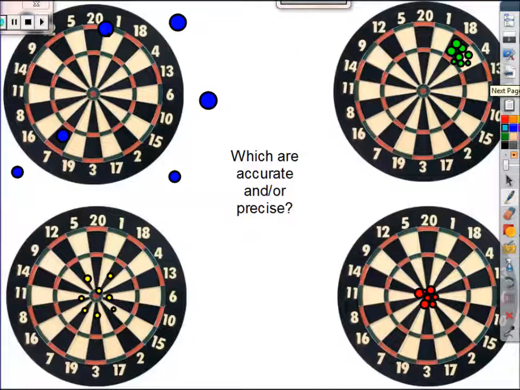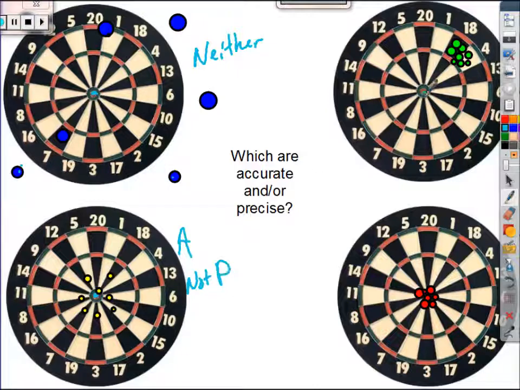A lot of times we use a target to get the idea of what accuracy and precision mean. If I look at this first target, the bullseye is what I'm trying to shoot for. If somebody shoots at the bullseye and hits where these blue dots are, is this accurate or precise? The answer is neither. The shots are scattered all around and not close to the target. The second one down here, the yellow dots, I would call accurate because they're around the target, but not precise because they're still scattered.